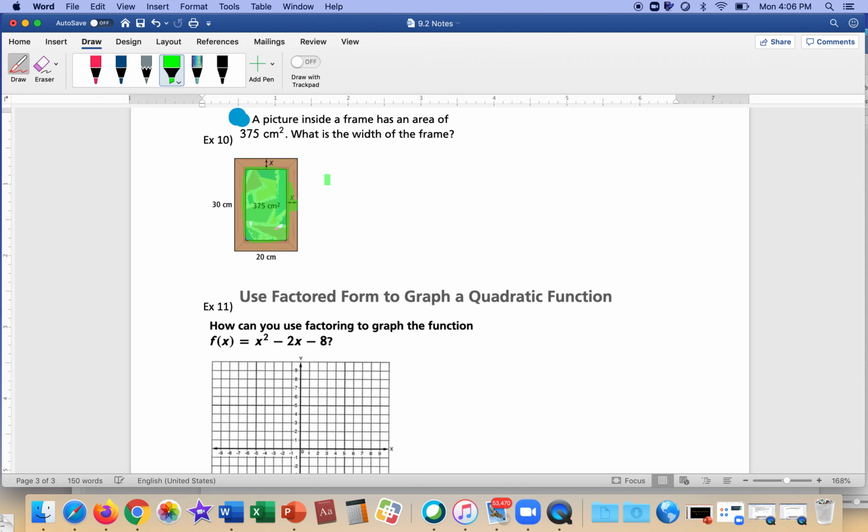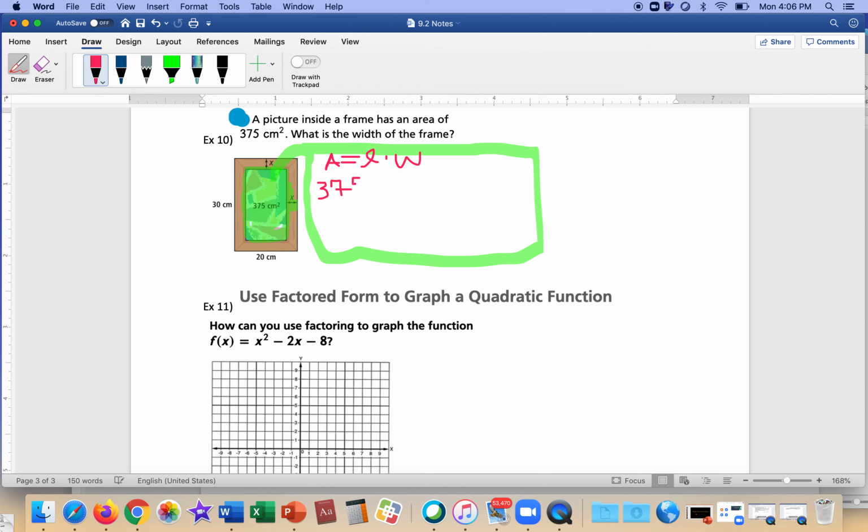Now, we know the area of the picture, right? So if I'm just working with green, I'll do that in this green box over here. So we're just working in terms of the green right now. If we know area is length times width, and we know the area of the picture, so now we're just referring to the picture.